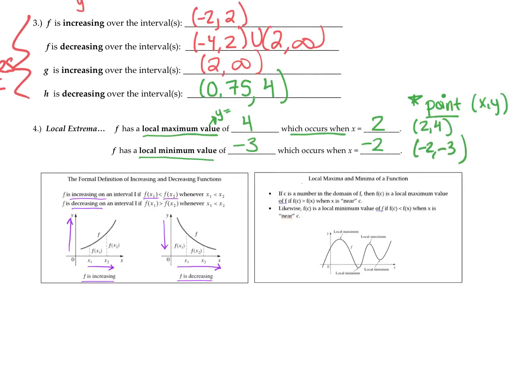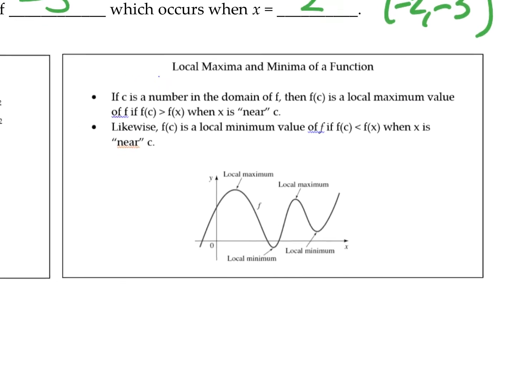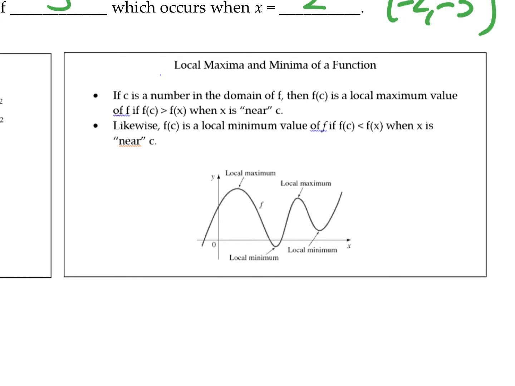on the situation. When we're talking about local maxima and minima, a function can have multiple local maximums and multiple local minimums. So keep that in mind. There could be more than one. If they use the word absolute, then that means that's the absolute highest or the absolute lowest.